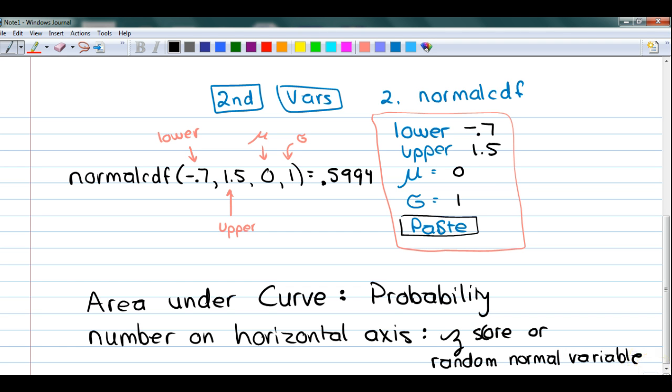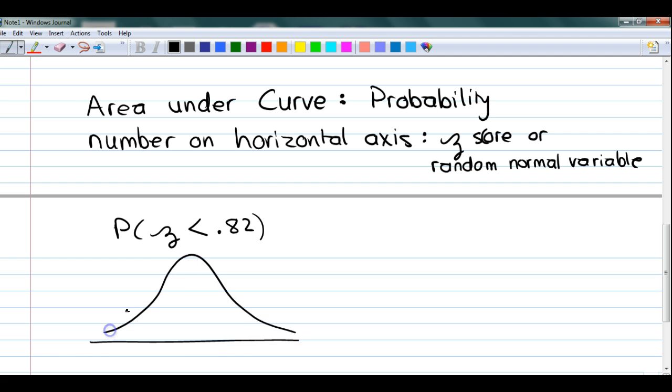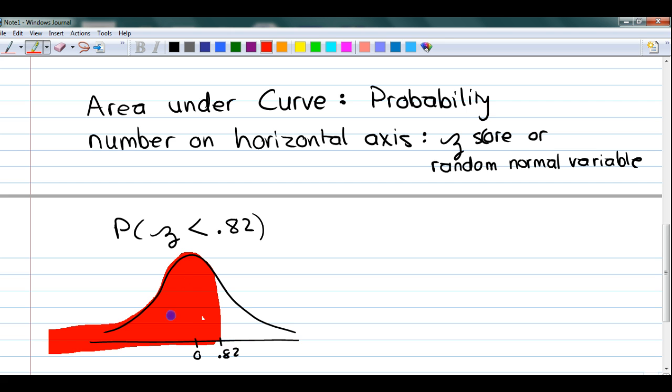Well, sometimes we just want to know the probability of z being less than some value. Probability, we have a z-score less than 0.82. If we drew a picture of this, we would want this area. And our normal curve goes out to infinity. So we really want to keep going to negative infinity.